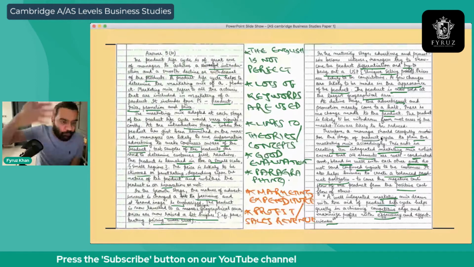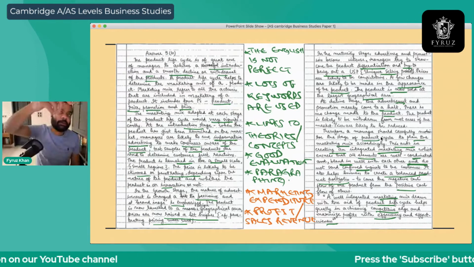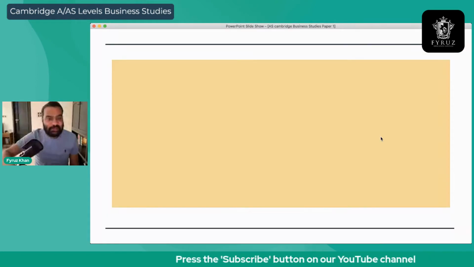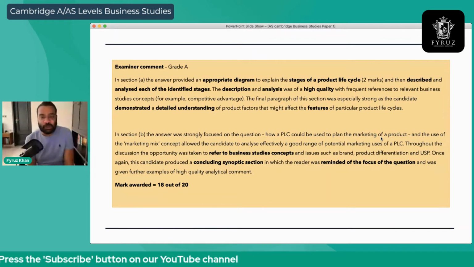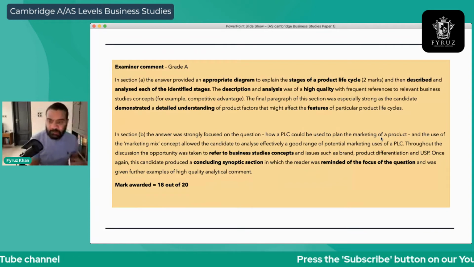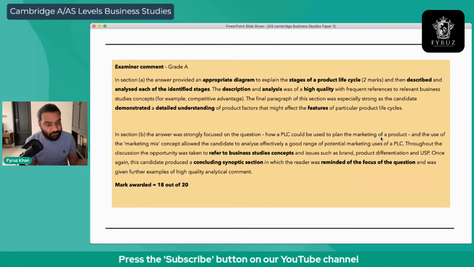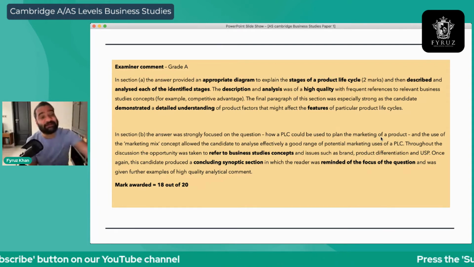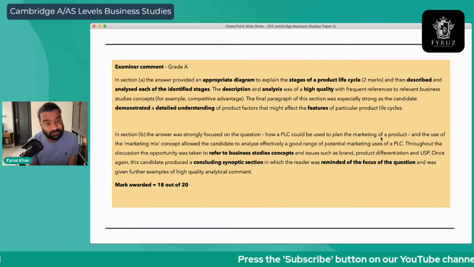When you have these four components, AO1, AO2, AO3, AO4, definition, knowledge, analysis, evaluation, you get good grades. And for part B, the answer referred to business studies concepts, reminded the focus of the question. They talked about marketing mix, they talked about USP, product differentiation, and so forth. And this is why this person was awarded 18 out of 20. Very, very high grade, 18 marks.